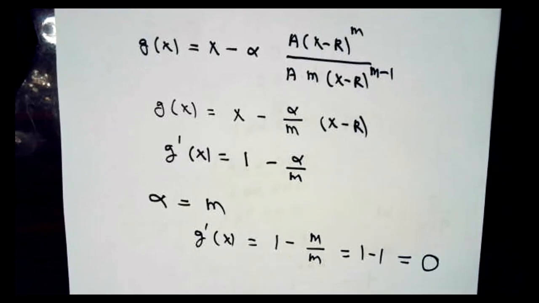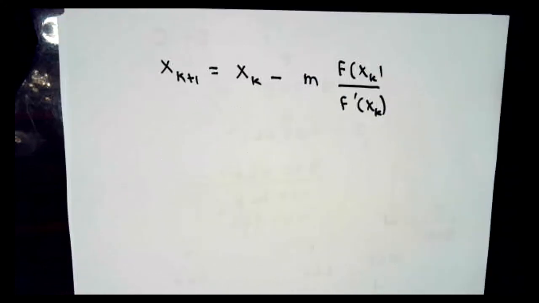And if you remember our Taylor series expansion, that means that the convergence of this method close to the root of multiplicity m is going to be better than linear. It's going to be at least quadratic. So if I somehow knew what the multiplicity was, I could easily write this new method down. x_{k+1} is going to be x_k minus the multiplicity of the root times f(x_k) over f'(x_k). This is going to be what we'll call our modified Newton's method.